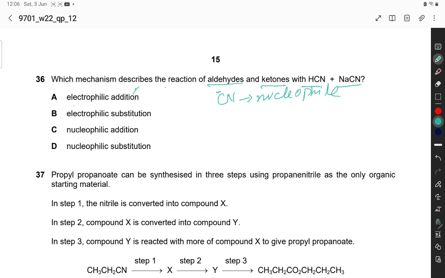Not electrophilic addition. This is nucleophilic addition because a nucleophile is added to aldehydes and ketones. So C is the correct option.